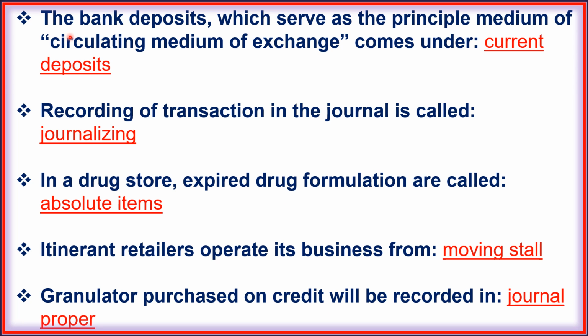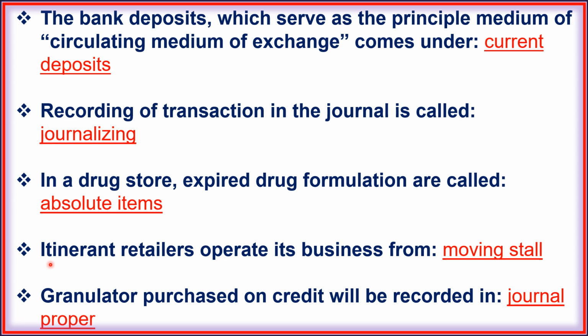Next, the bank deposits, which serve as the principal circulating medium of exchange, come under current deposits. Next, recording of transactions in the journal is called journalizing. Next, in a drug store, expired drug formulations are called obsolete items.